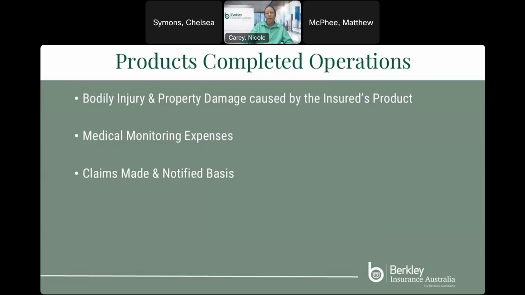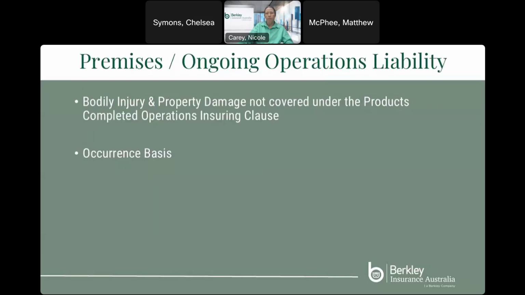So the next section we've got under the policy is the premises or ongoing operations liability section. This section is written on an occurrence basis, and this is basically your public liability insuring clause. So where the insured's liable for bodily injury or property damage that's caused by an accident or their negligence on the insured's premises or because of the insured's operations. So your slip and fall type accident, that's what this insuring clause is going to be covering.